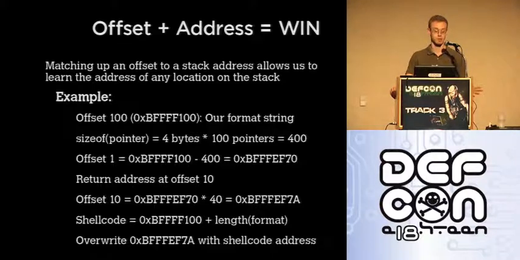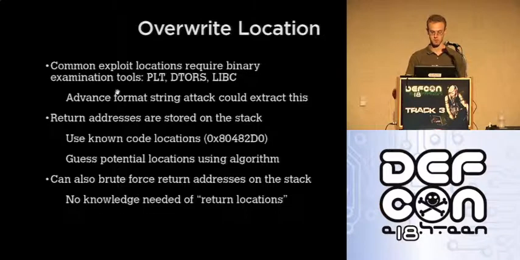So we have a return address at offset 10. We can calculate the stack offset of that, and then when we're attempting our exploit, we don't have to get, for example, detours or program link table or some other overwrite location. We can just overwrite this location on the stack, which we've already found from a previous step. Even though it's possible, for example, in advanced format string attacks to extract this information, we want to be lazy and just have the operations from previous steps do our work for us.